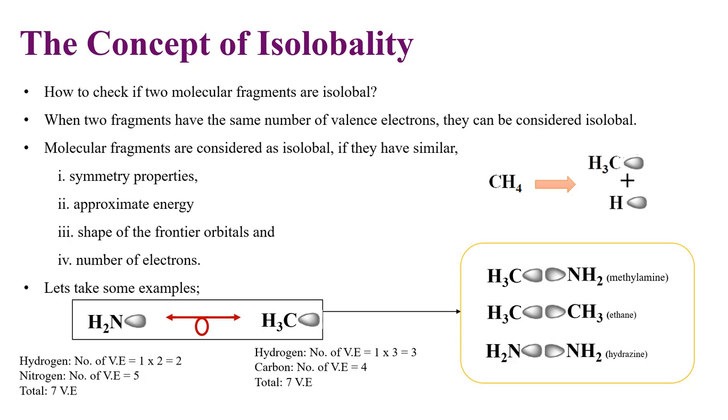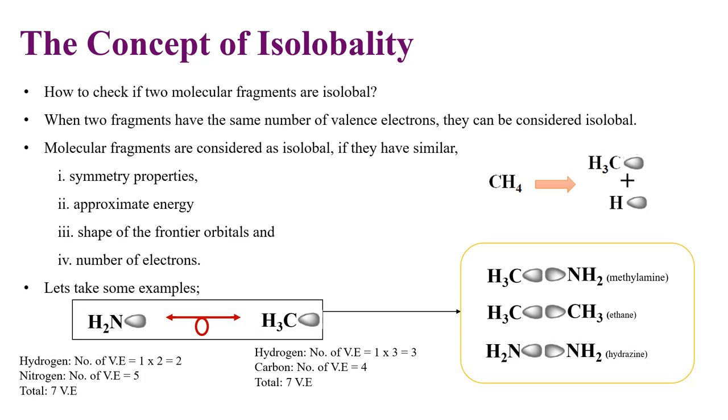Okay, as I said, molecular fragments are considered to be isolobal if they have similar symmetry property, approximate energy, similar shape and similar or same number of electrons. These are the four criteria which have to be satisfied by the frontier molecular orbitals of the molecular fragments in order to be isolobal.